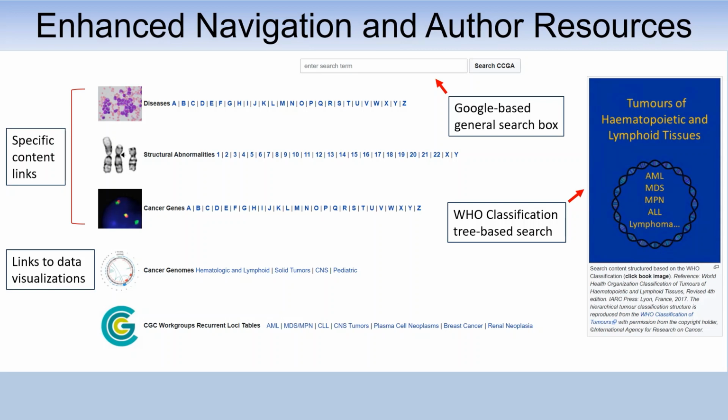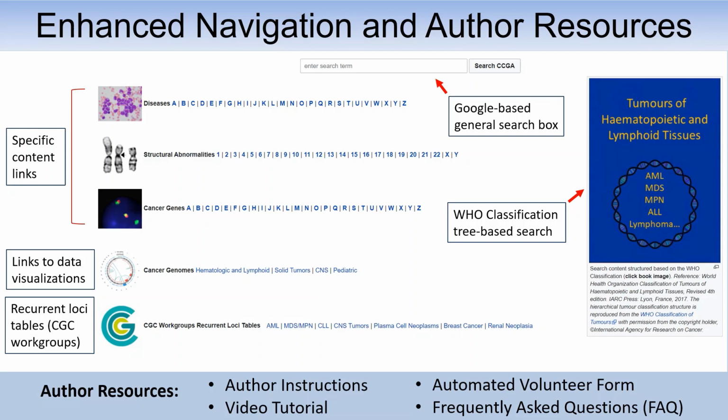We have links to data visualizations. And we also have the recurrent loci tables from the CGC workgroup manuscripts over the last few years that can be directly found on the homepage here, or they are also linked within related disease entity pages on the site. For author resources, we have an author instructions page. We have a video tutorial. We now have an automated volunteer form that you can link to right off of the homepage, and we have a frequently asked questions page.